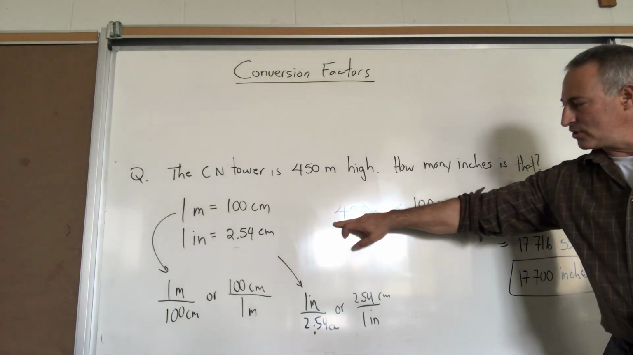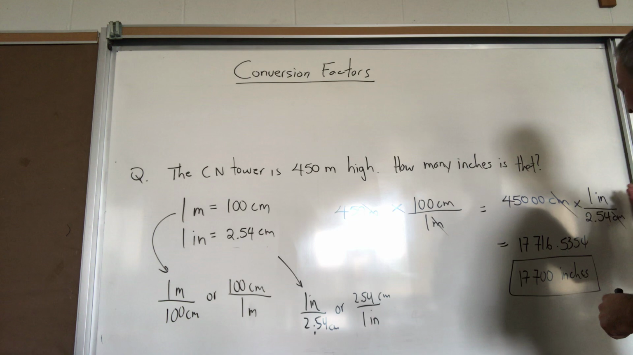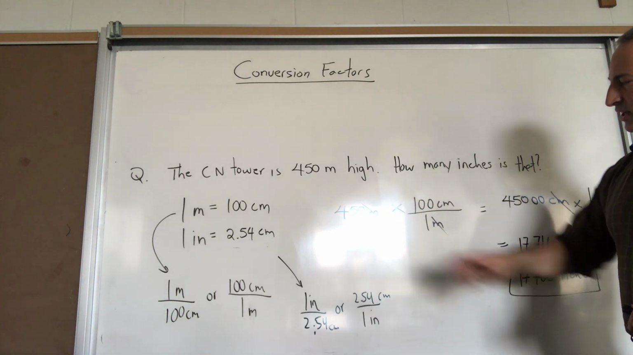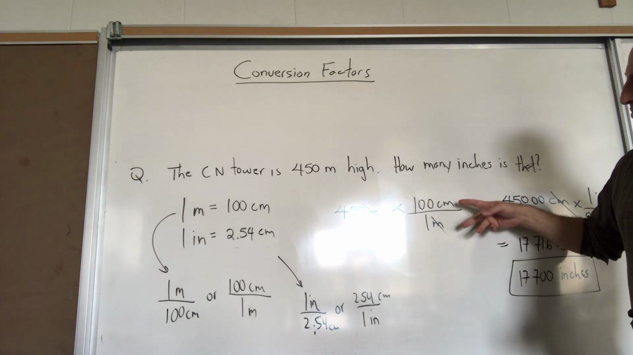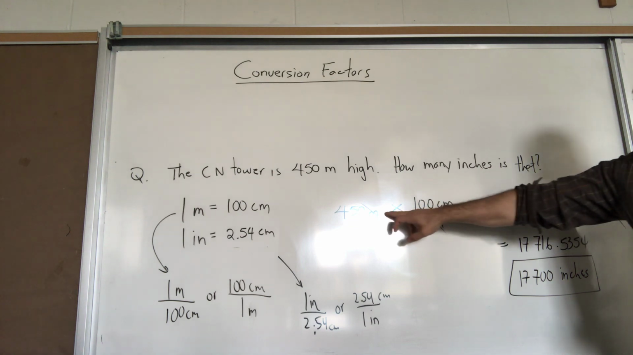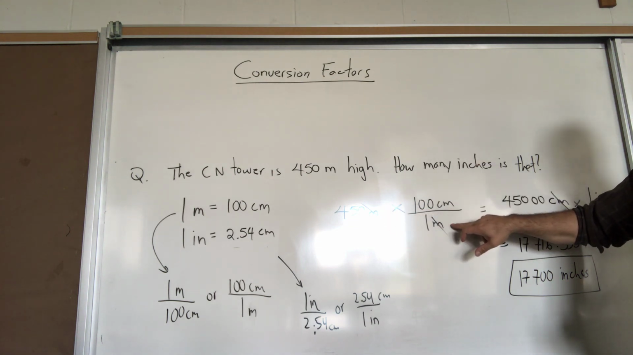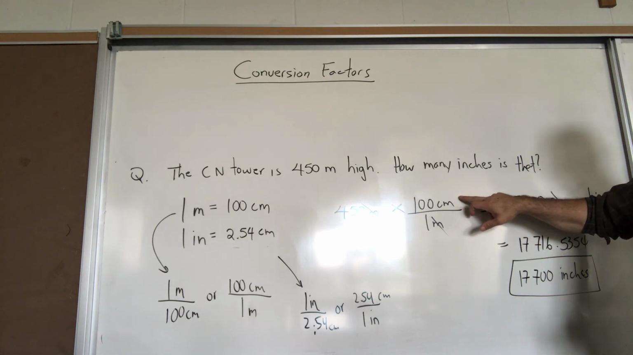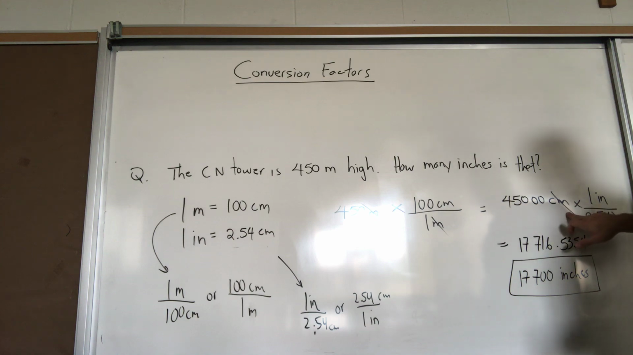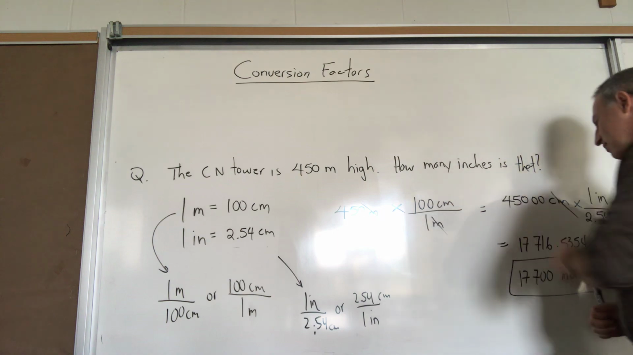You try to turn the 450 meter measurement of the CN Tower into a measurement in inches, but we have to follow two steps to get there. The first thing is I want to eliminate meters. So I'm going to put my conversion factors in such a way that it eliminates the unit I don't want. So I want to cross out meters. I'll put meters in the denominator and the centimeters in the numerator. That gives me 45,000 centimeters height. When you multiply the two numbers, 450 times 100, you get 45,000.